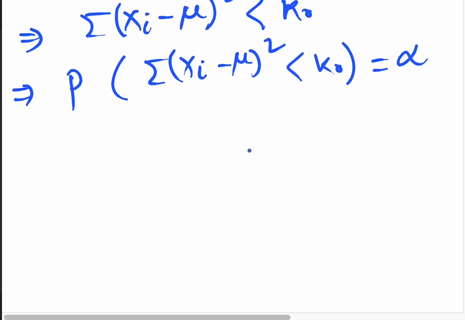Now we know that summation of xi minus mu square by... okay, let's do it in this way.